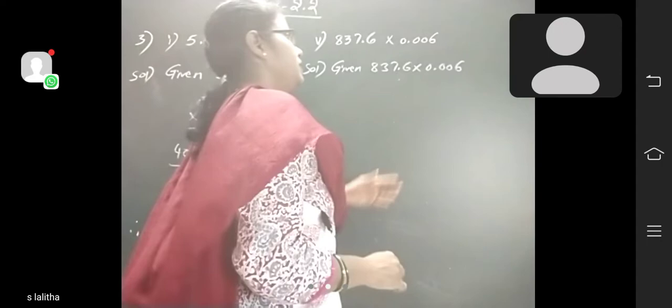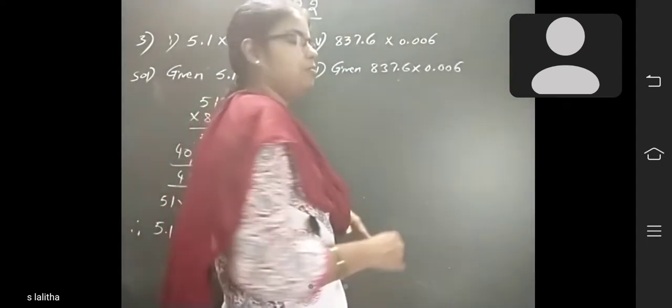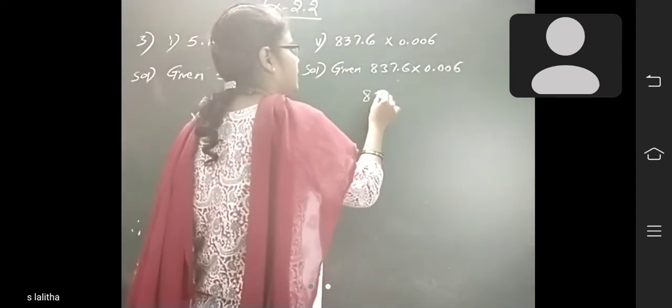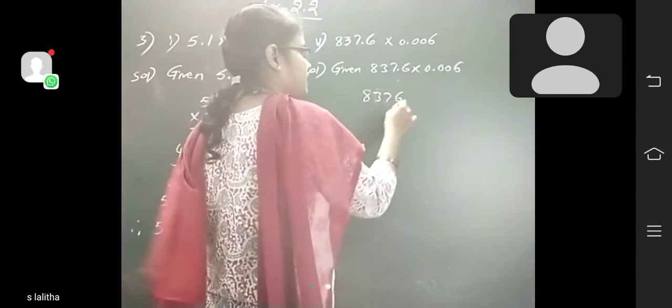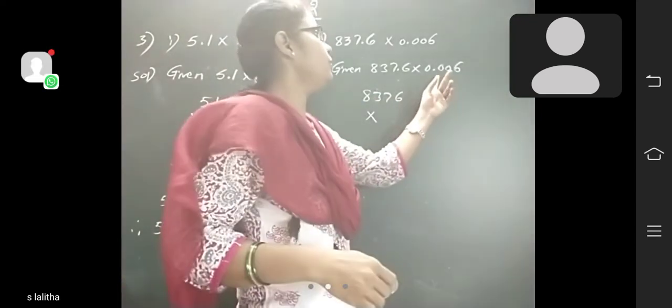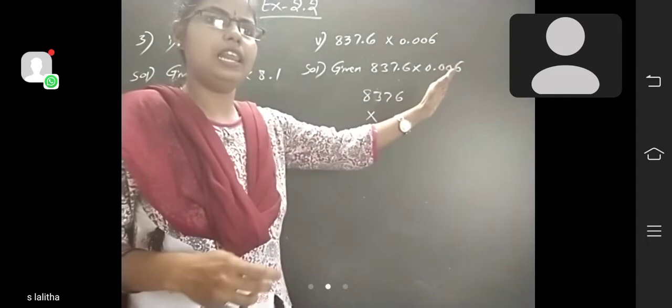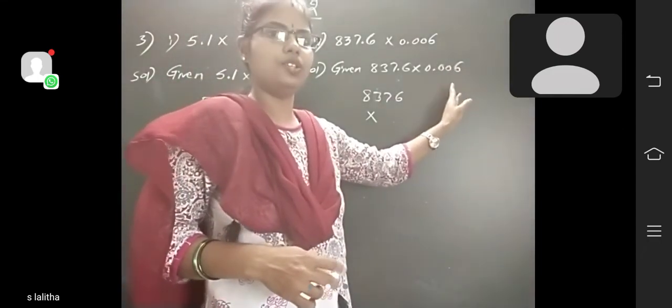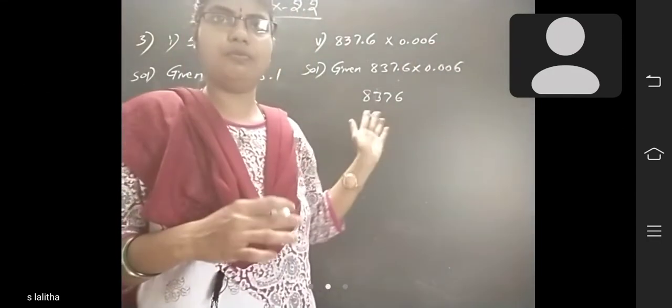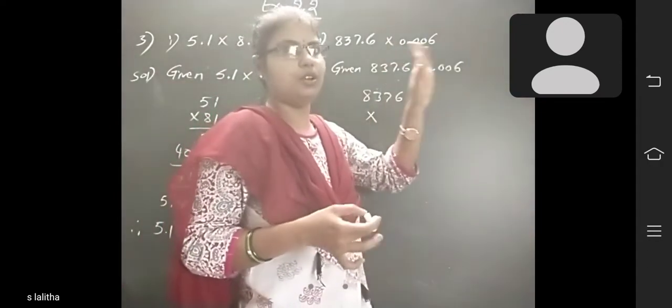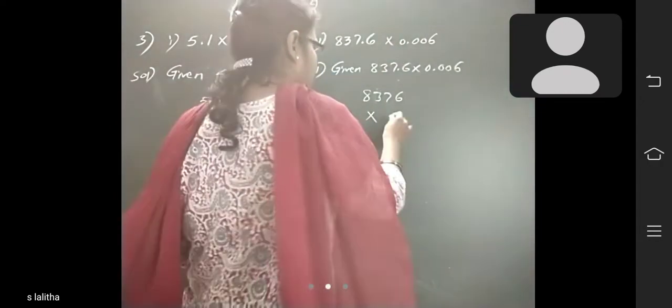Now you should remove the decimal point and you have to multiply. 8,376 into 0.006. Here the leftmost numbers are zeros, so there is no value for leftmost zeros. So you should leave the zeros. What is the number? 6.